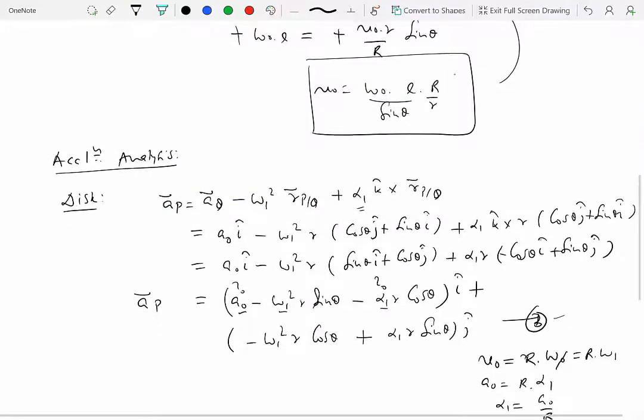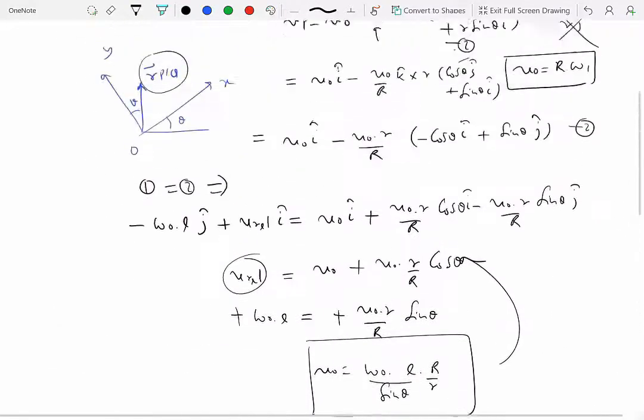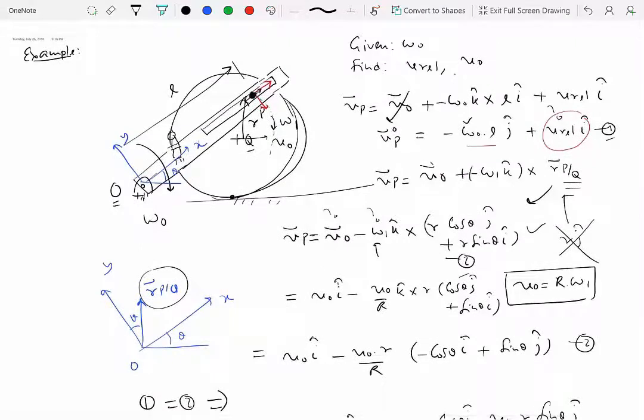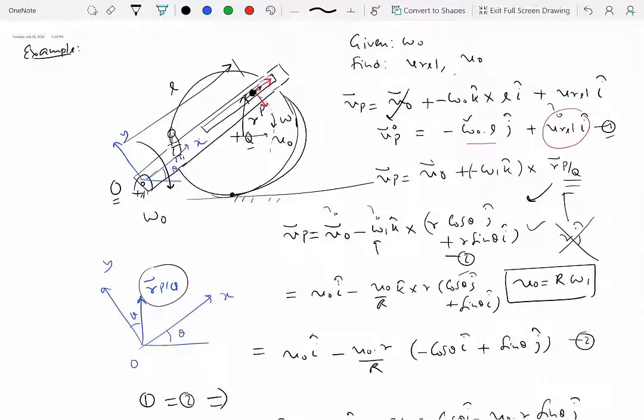Okay, now we will also write the acceleration of point P from the perspective of the slotted link, right? And that will be a long expression because in the rotating reference frame, we have additional terms which take care of the relative motion between the point P and the point O.